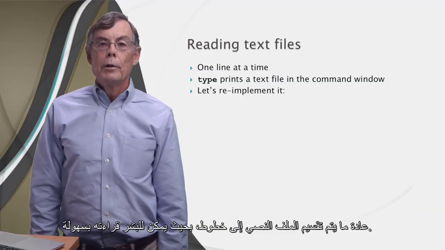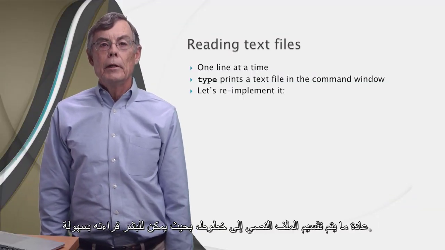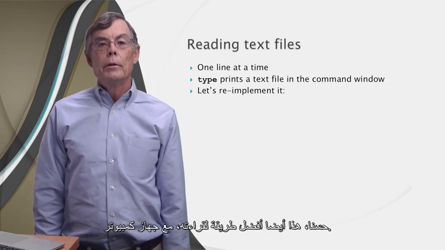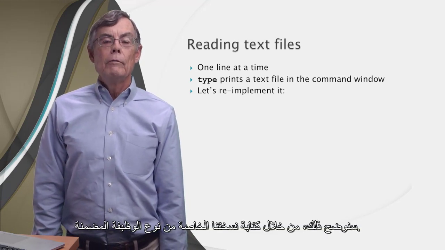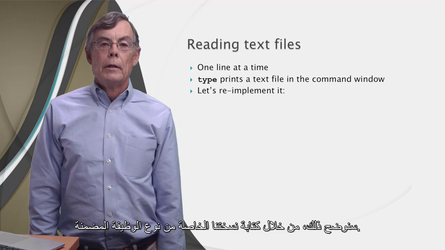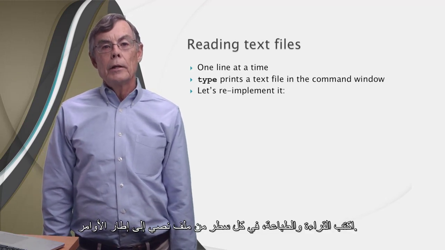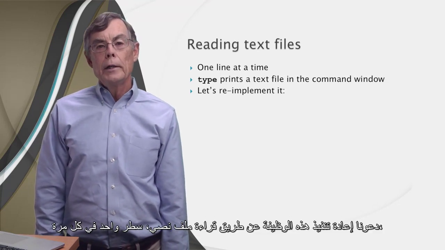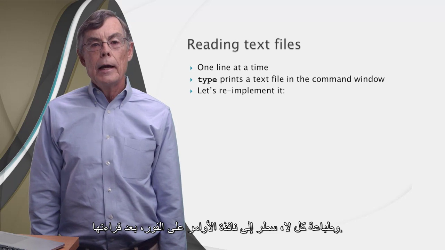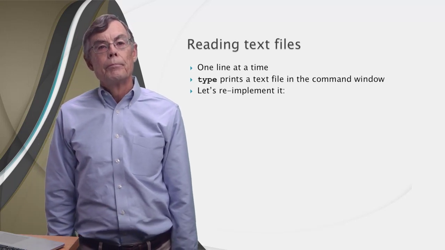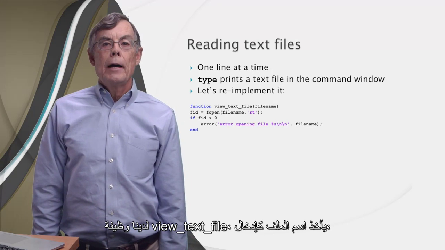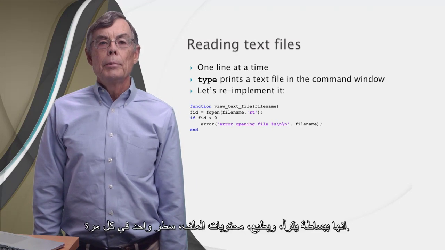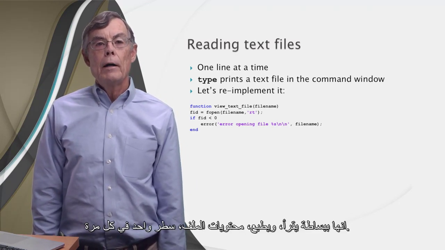A text file is usually broken into lines so humans can read it easily, and they read it one line at a time. Well, that's also the best way to read it with a computer. We'll illustrate that by writing our own version of the built-in function type. Type reads and prints each line of a text file to the command window. Let's re-implement that function by reading a text file one line at a time and printing each line to the command window immediately after we read it. Our view text file function takes the file name as input and returns no outputs. It just simply reads and prints the contents of the file one line at a time.